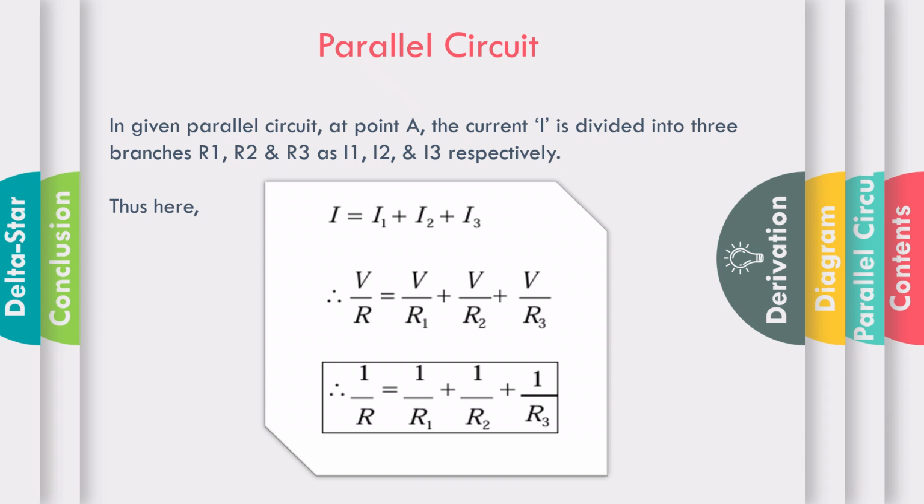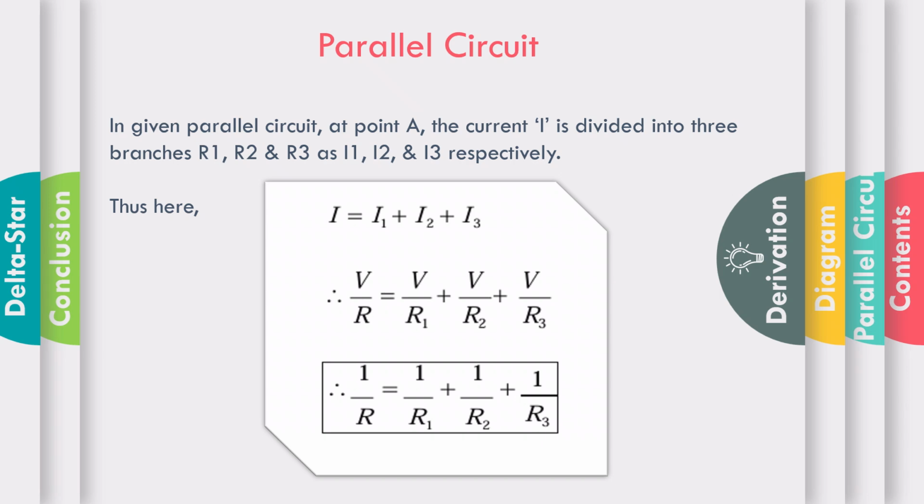Put the values of I1, I2, I3 as discussed in the last slide. I is equal to V by R, I1 is equal to V by R1, I2 is equal to V by R2 and I3 is equal to V by R3. Just rearranging the equation, we take V as common and it will be cancelled. We get the final equation of the total resistance of the parallel circuit, that is 1 upon R is equal to 1 upon R1 plus 1 upon R2 plus 1 upon R3. This is the final derivation of the total resistance of the parallel circuit.